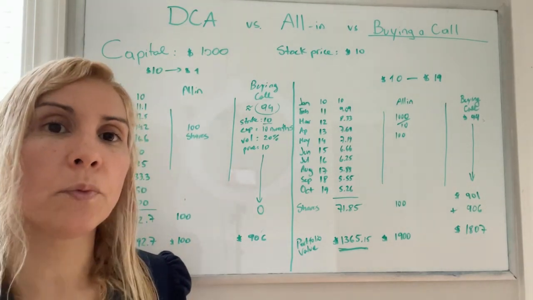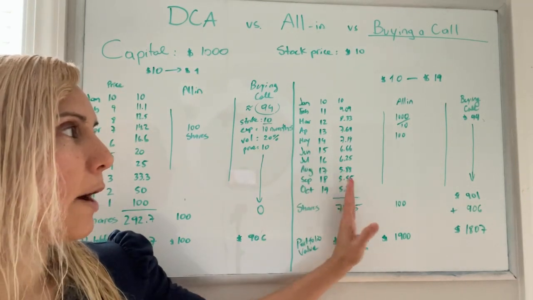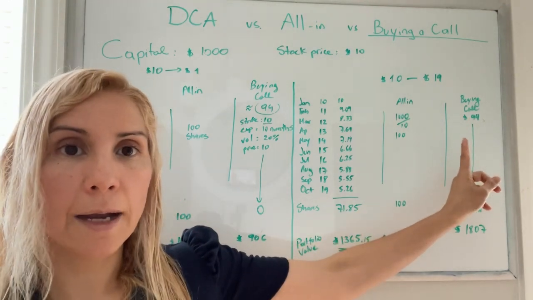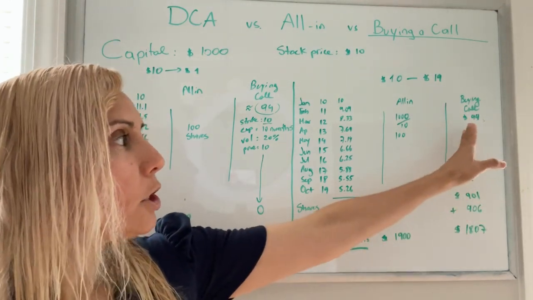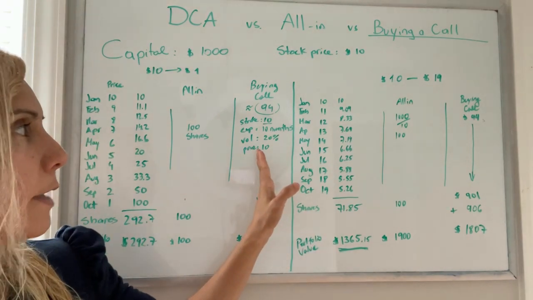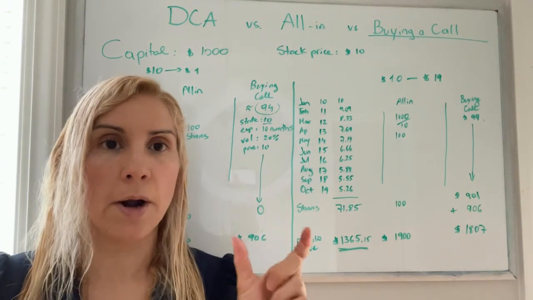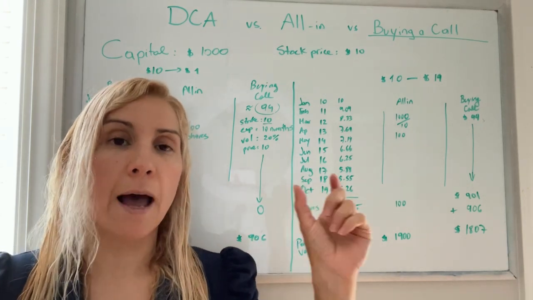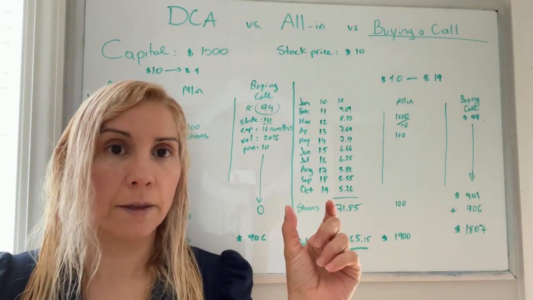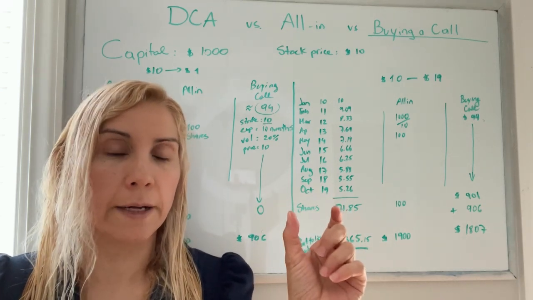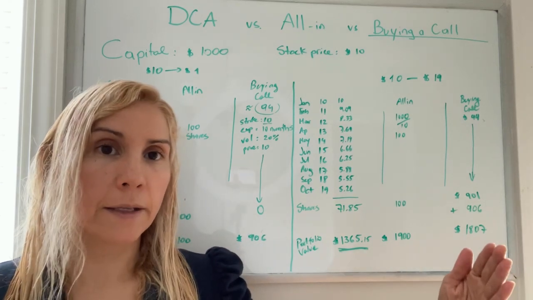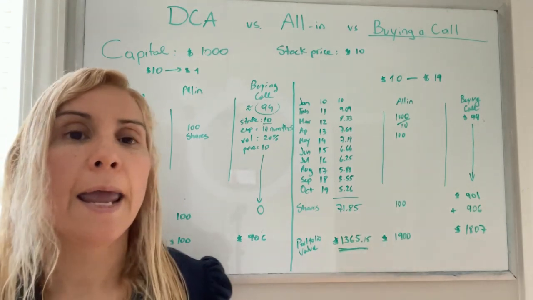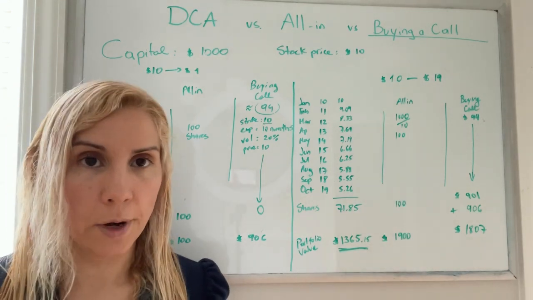Now, let's see what happens when, instead of doing the DCA model and the going all-in model, we instead purchase a call option. Now, these call options have the same factors that I explained before. So basically, we are buying an at-the-money call option. That means the strike price is the same as what the share price is trading at right now. That call is going to expire in 10 months because we want to compare the same amount of time, and we're assuming a volatility of 20%.